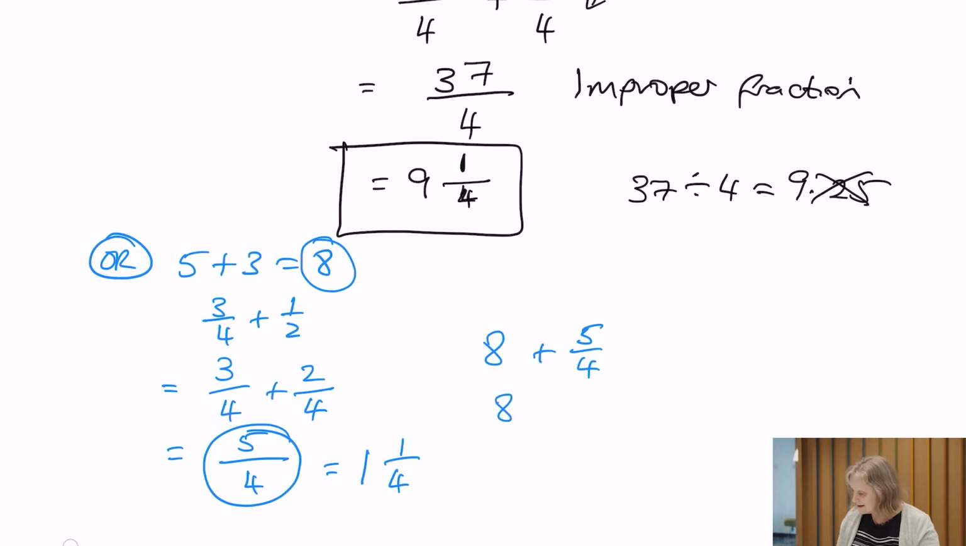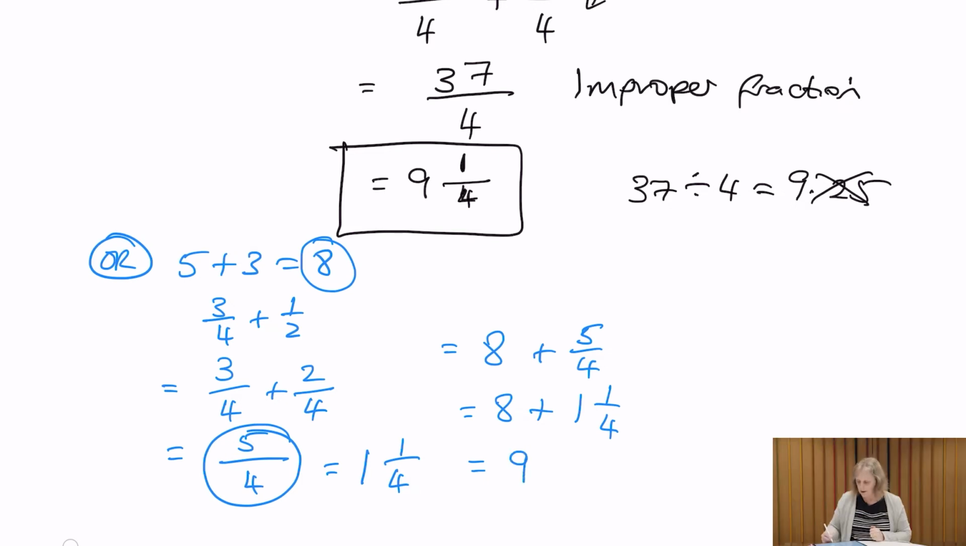So basically we can change that into our mixed number here, and then we can add these 2 together so that we get our final mixed number. 8 plus 1 is going to give us 9 as a whole number, and then we've got a quarter here. So now we've got our solution, 9 and 1 over 4.